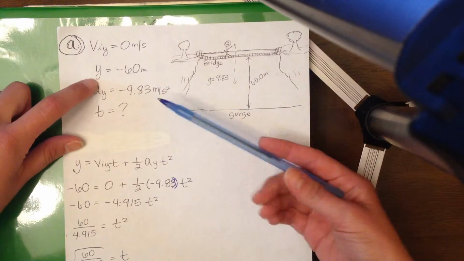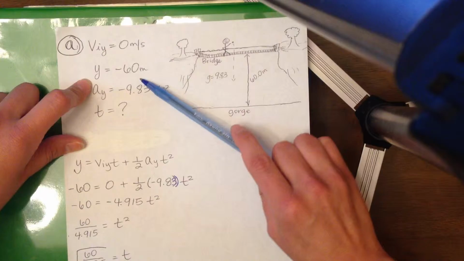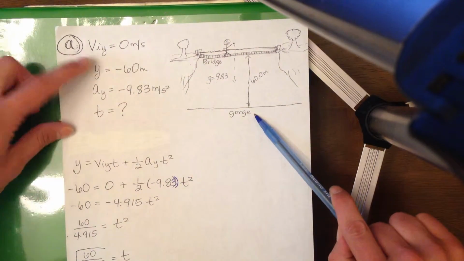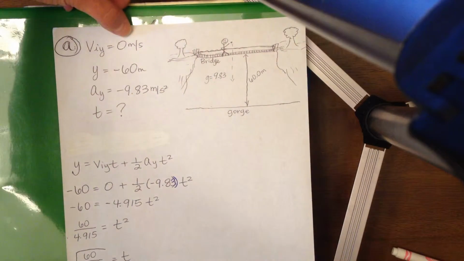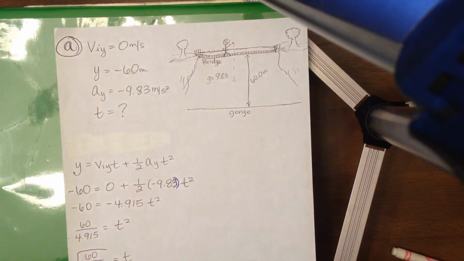We know that our y displacement, how much we moved down, was 60 meters, and we say negative 60 because we're moving downward in the y direction. Our initial velocity in the y direction is 0 because we're dropping the stone. And we're trying to find time. How long does it take?